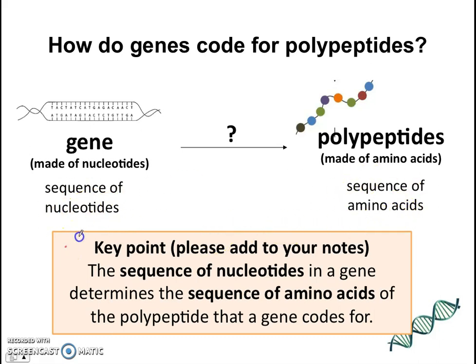Well, the first key point is that the sequence of nucleotides in the gene, so the sequence of letters in the gene, actually determines the sequence of amino acids in the polypeptide that the gene codes for. That is to say that if you change the sequence of nucleotides here, then you will actually affect the sequence of amino acids here. So the order of nucleotides is very, very important to determine the order of amino acids in the polypeptides. This is a key point, and I didn't include it in your notes, so please write it down somewhere on page 5. I think there's a blank. Write it down there and make sure that you know it very well.